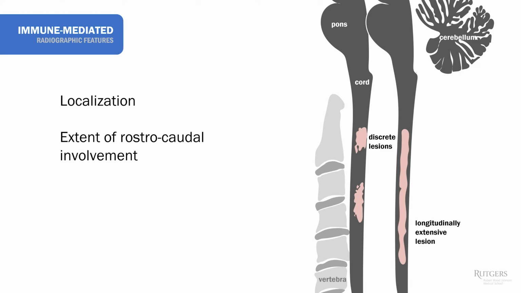Finally, enhancement. Acute inflammation breaks the blood-cord barrier and allows the contrast agent to leak into the inflamed parenchyma. So inflammatory lesions enhance, and enhancement can help you highlight regions of active disease. Let's take a look at some examples.